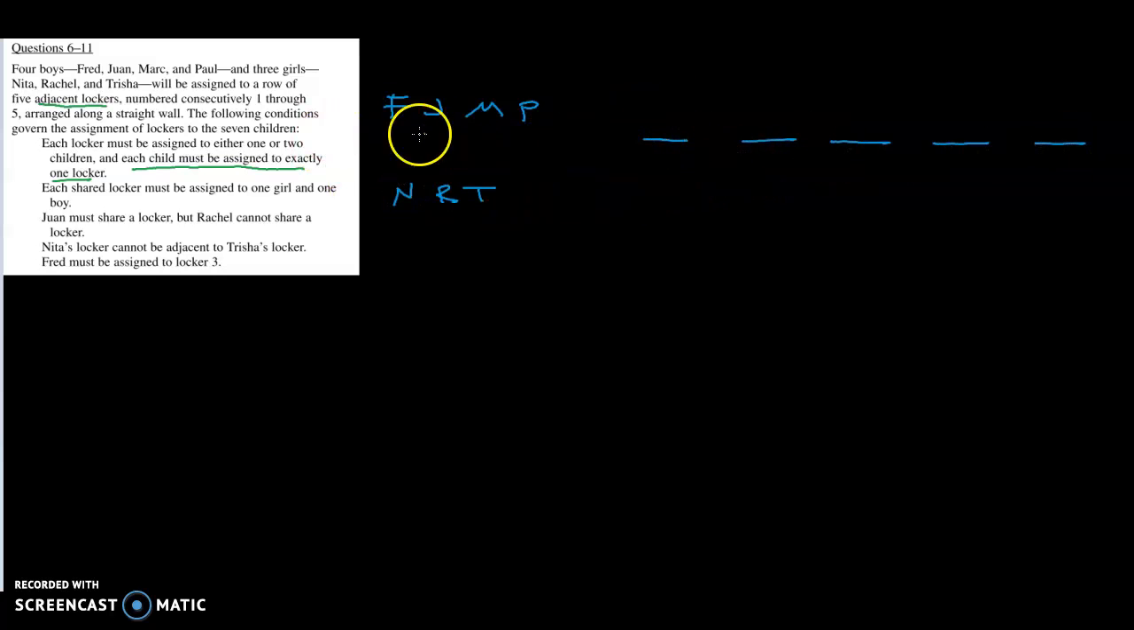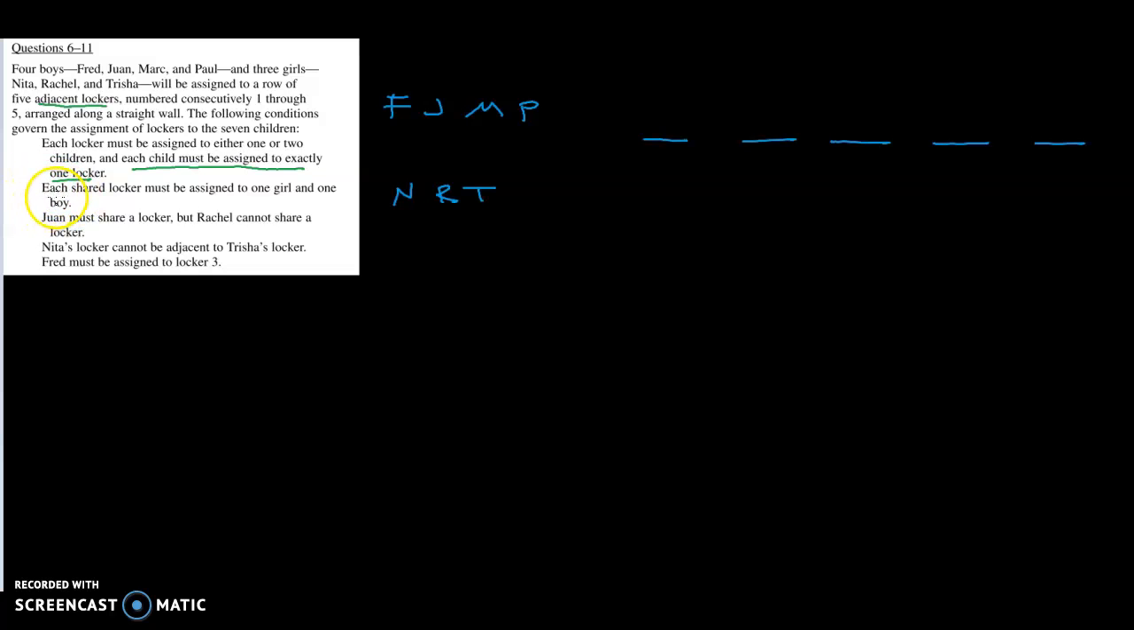We have 5 lockers and 7 people, so we know that if it's 1 or 2, there's 2 of them that are going to have 2 people in them, and then the remaining 3 would just be solitary. Okay, so let's see what our rules are for the moment here. So that's what this part says here. Each locker must be assigned either 1 or 2. Each child assigned to exactly 1 locker. I don't really need to write that one down. That's just the verbal strict sequencing rules that we have here.